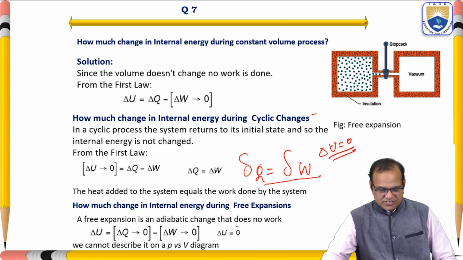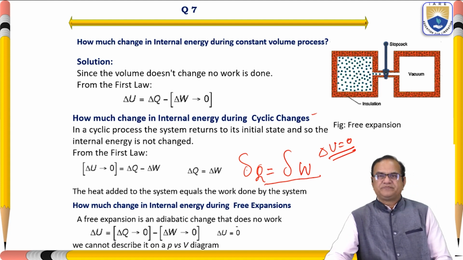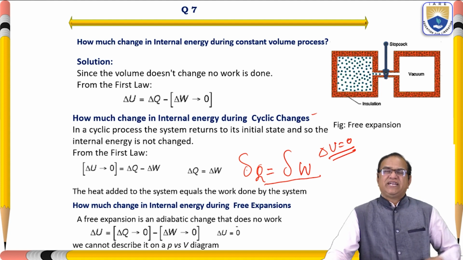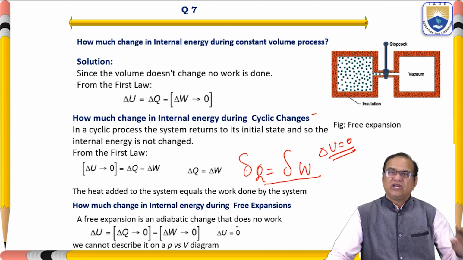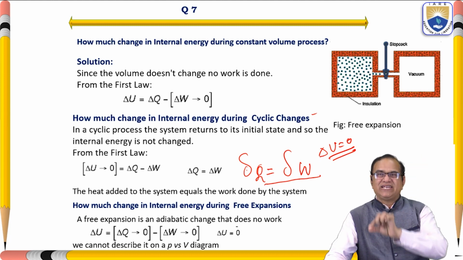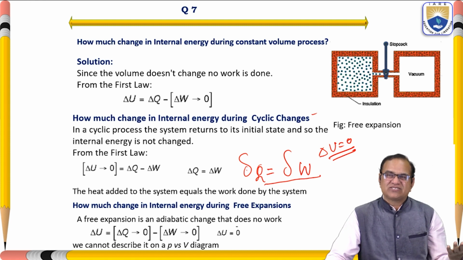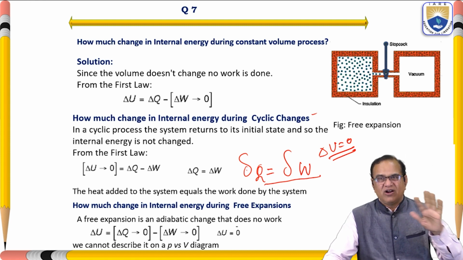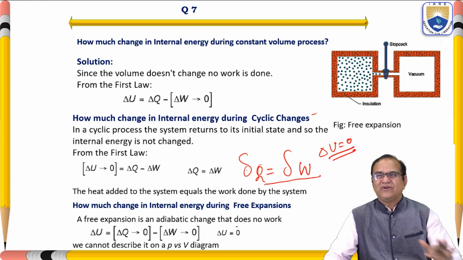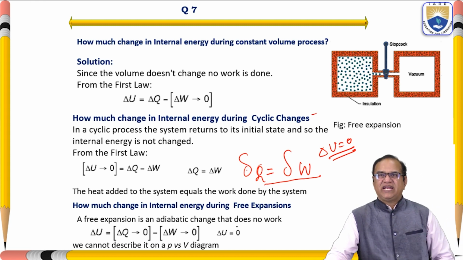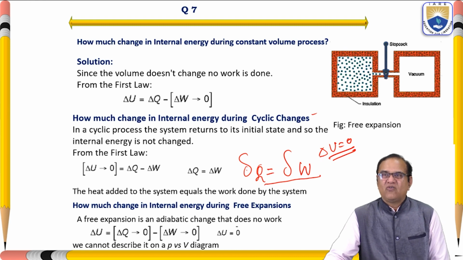So for the cyclic process, the change in internal energy will not be there. It is 0 because it goes from the same state and again comes to the same point, that is called cyclic. So there will not be any delta U. So the change in heat is equal to the change in work. The heat added to the system equals the work done by the system.